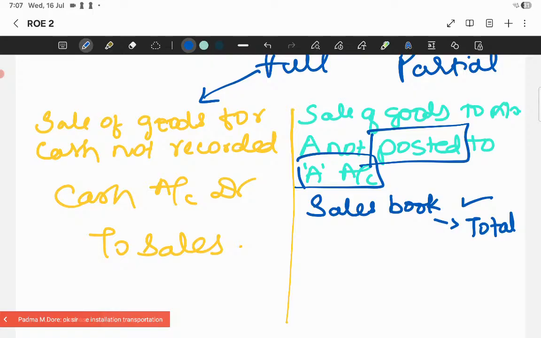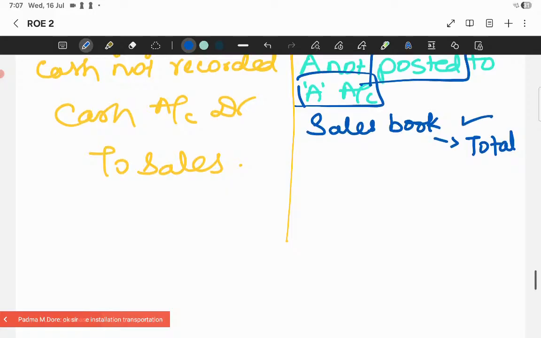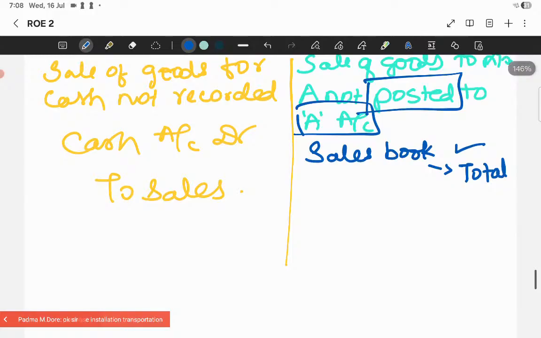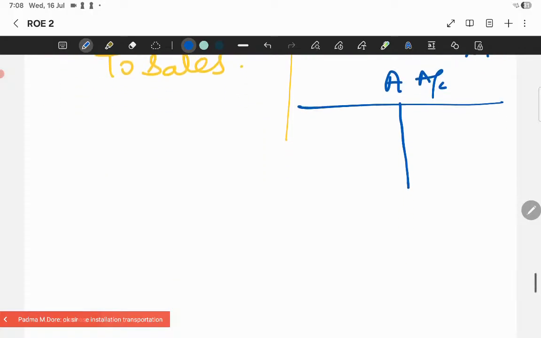Next, in case of the sales book, now we are done with it. So now the problem is only with A's account. What happened? First we will come to this: not posted to A's account. Let me come to A's account.